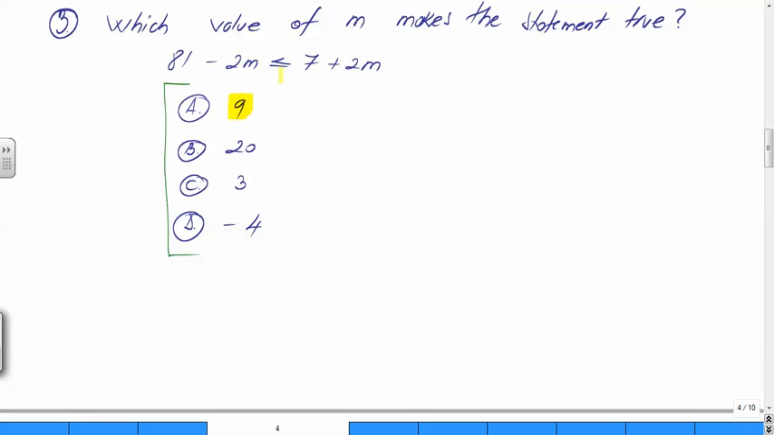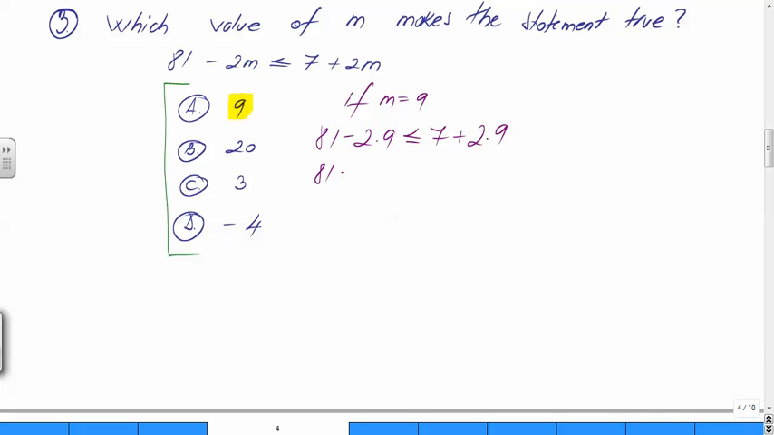I'm going to take 9, right? And I will say if m equals 9. If this is a constructive response, this is the way you have to go. You're going to say if the value of m is 9, your expression would be what? 81 minus 2 times 9 less than or equal to 7 plus 2 times 9, right?